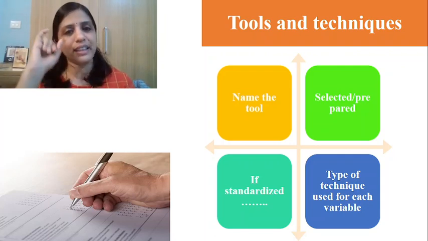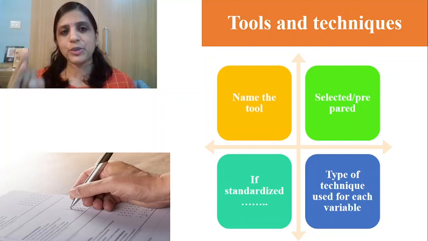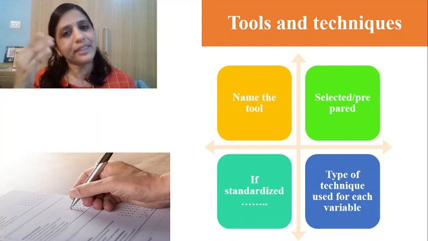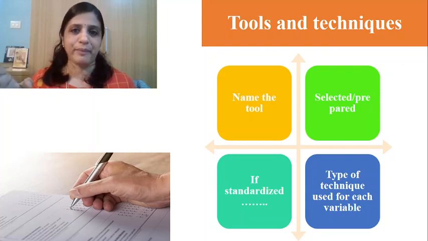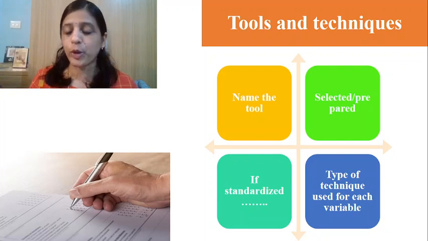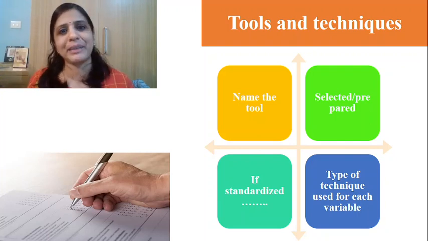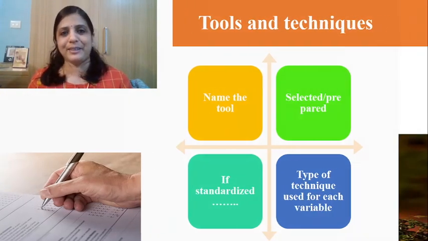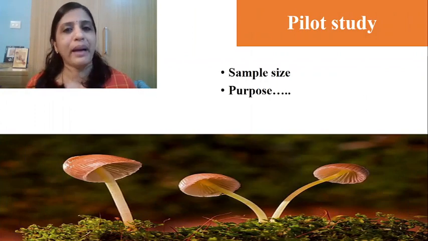So please mention the name, whether it is a standardized tool. If yes, tell us the reliability. If you're going to prepare the tool, tell that also: a tool will be prepared. And then the type of technique, please write whether it is self-report, observation, biophysiological measurement, interview, etc. Next one is pilot study.